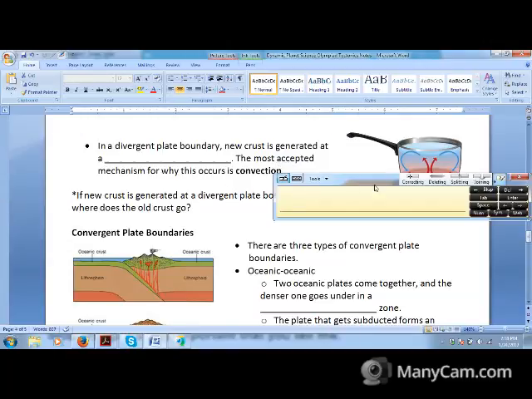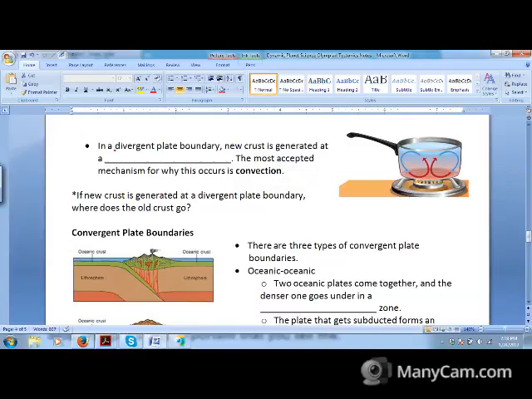Another note about divergent plate boundaries: new crust is generated at a mid-ocean ridge, also called a spreading center sometimes, because that's where spreading takes place. Okay, and the why, the most accepted mechanism is convection currents. So there are three types of energy transfers: radiation, convection, and conduction. But convection is basically wherever heat rises.